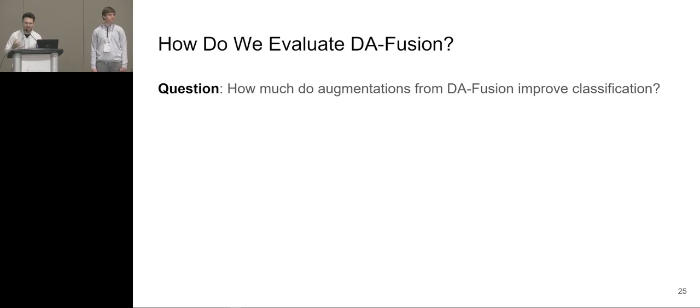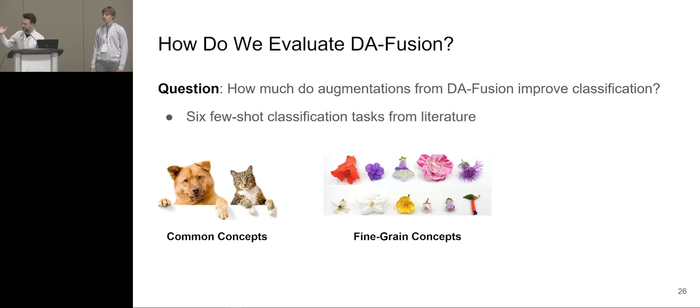So we've looked at how we can build an augmentation that adapts to your data set, and we're now going to talk about how augmentations from DA Fusion can improve few-shot classification performance. We're going to look at 7 different tasks. We have 6 few-shot tasks adapted from literature that we chose to encompass a variety of concepts, some of which are very common, like cats and dogs. These are things that Stable Diffusion has very likely seen many thousands of examples of during training. And we're also going to look at data sets that have more fine-grained concepts that it's less likely that Stable Diffusion has been trained on.